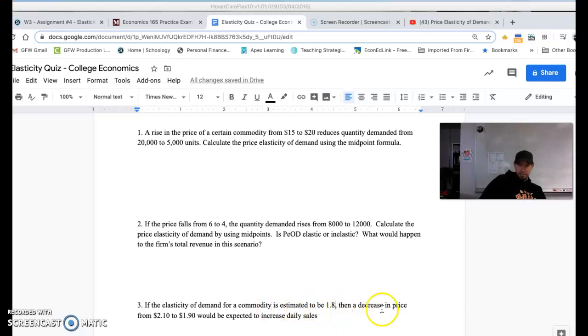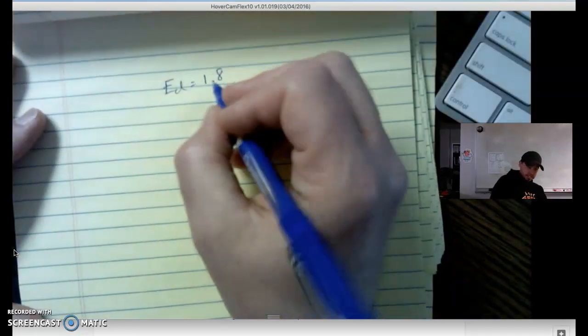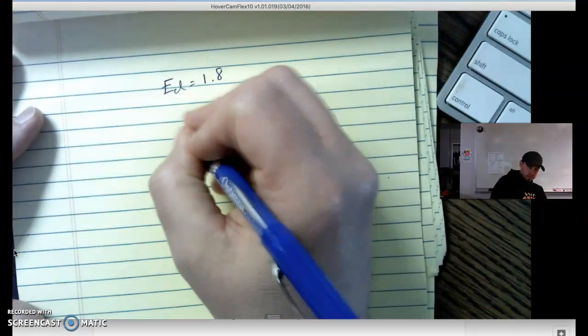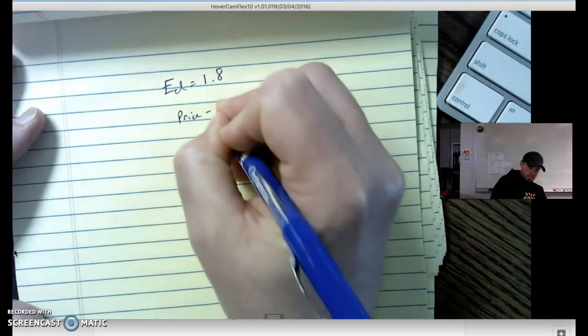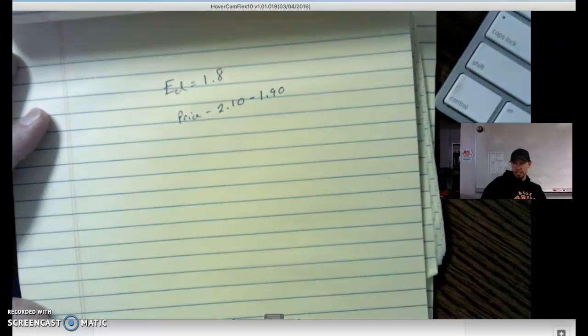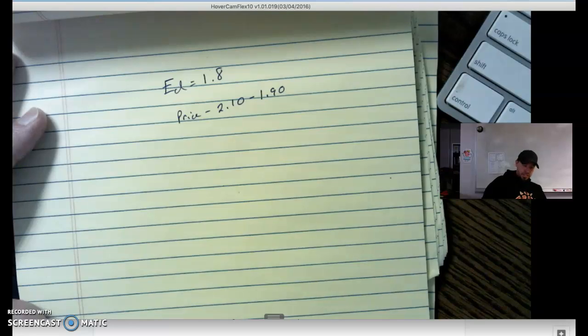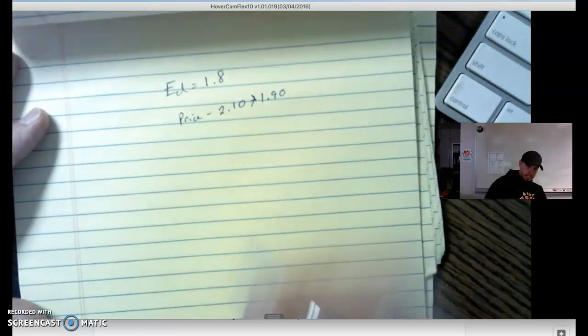We know that a price decrease is going to increase quantity demanded, but if we go from $2.10 down to $1.90, how much are our sales going to increase? So how do we figure that out? We've got a value of 1.8. Well, let's look at how we would figure that one. So we've got an elasticity value of 1.8, and we're looking at a price change of $2.10 down to $1.90.